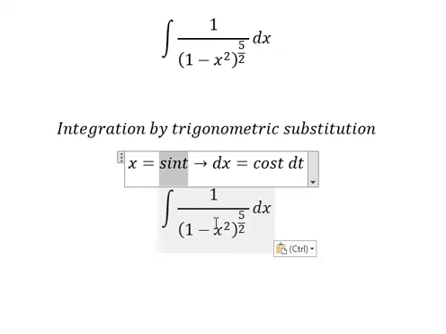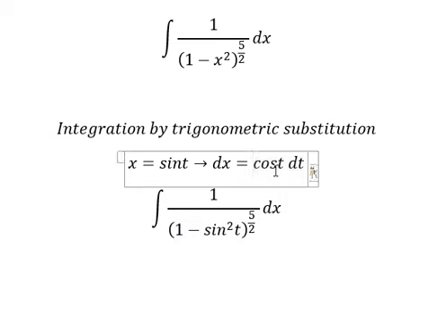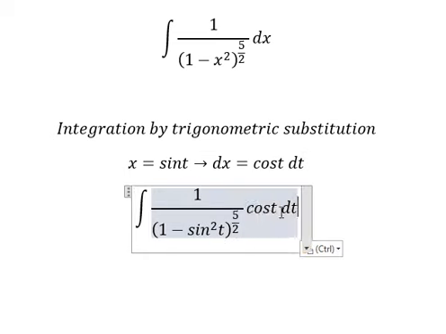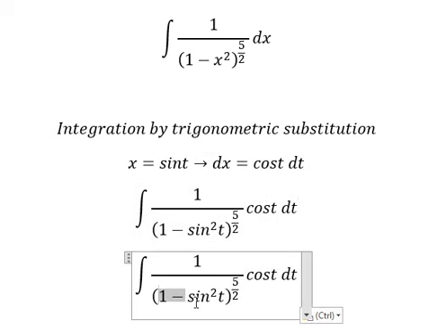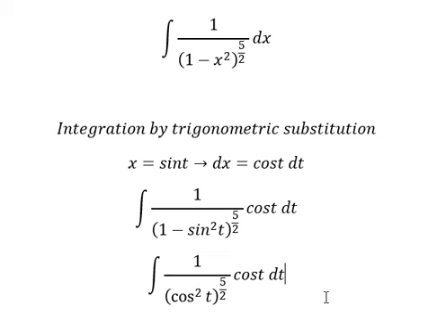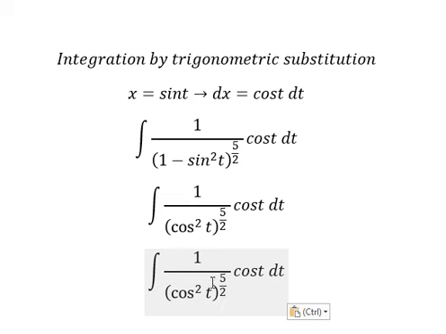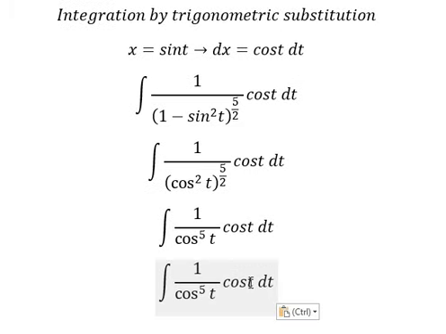So I will put this one here. ds we change for this one. So this one is about cosine squared t. So 5 over 2 multiplied by 2, so we have number 5. This one we simplify by cosine t.